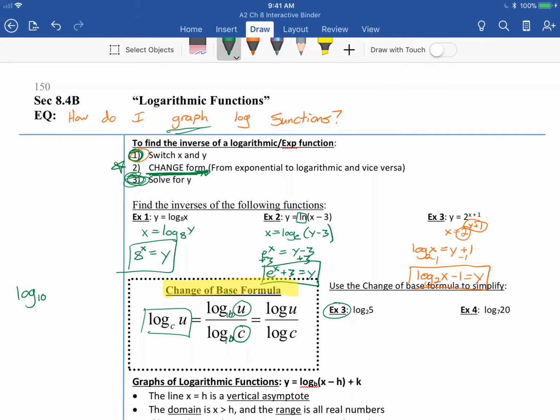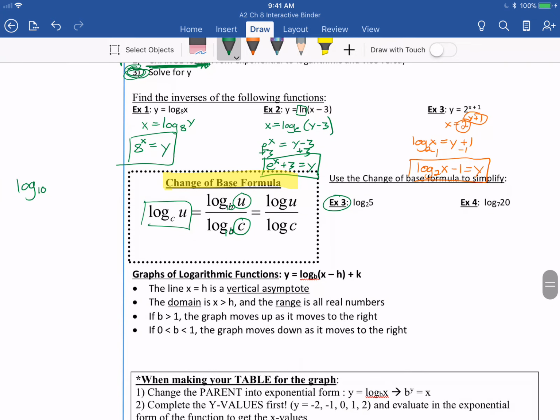Okay, so the way that you can plug this into your calculator for example number 3 is this is going to be log of 5 divided by log of 2. So always the base goes on the bottom of what you're dividing by. So now you can put this into your calculator. You can go log of 5 divided by log of 2.